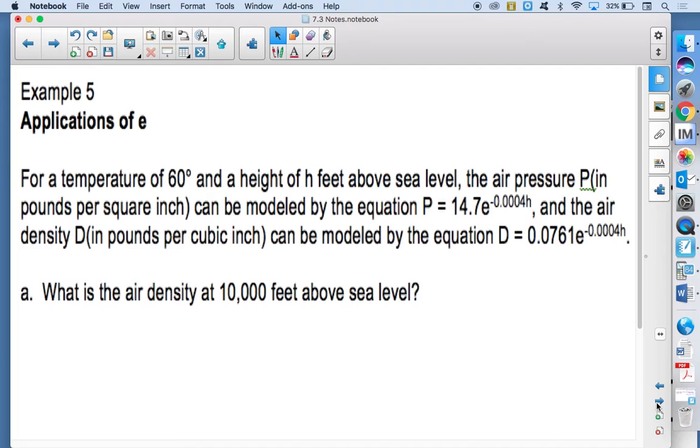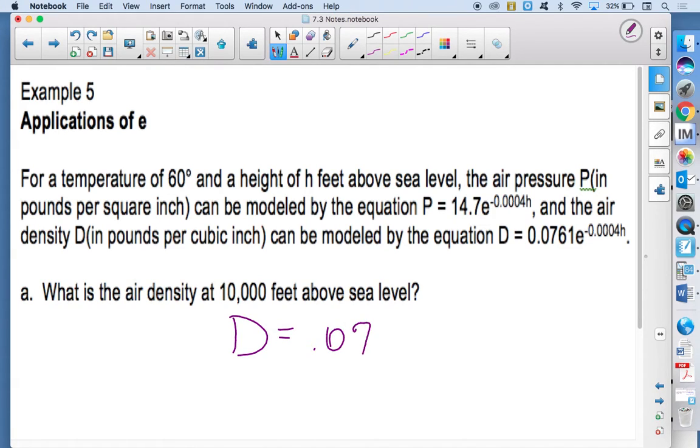So what do you do if you're trying to find the air density at 10,000 feet above sea level? Well, that's what you plug in for h. This is the height that would go into the air density problem. So just make sure you're grabbing the right equation. We've got the density, so there would be the equation, and then the height above sea level would be 10,000 feet.